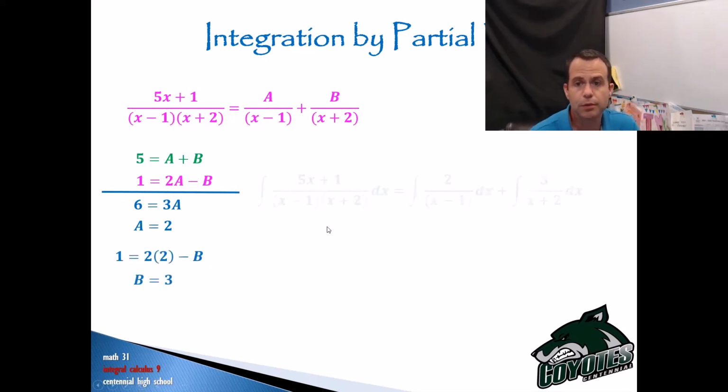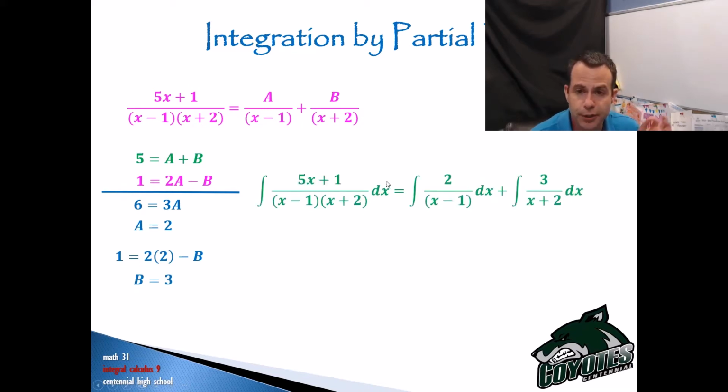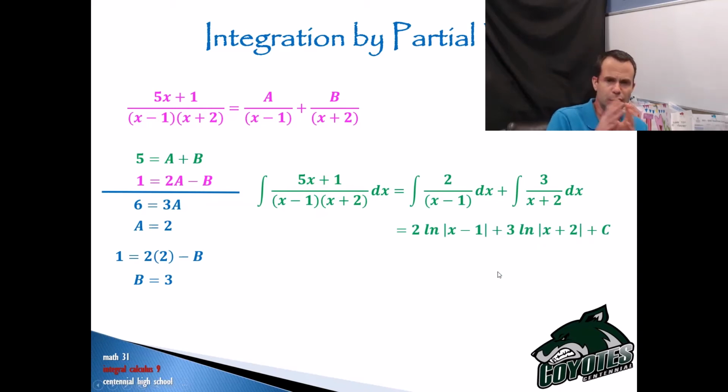And so now I know that the integration of 5x plus 1 over x minus 1 times x plus 2 can be the integration of 2 over x minus 1 plus 3 over x plus 2. Now those are actually really easy to integrate, right? This becomes 2 ln of x minus 1 plus 3 ln of x plus 2 plus c. Once I have it into those smaller fractions, the integration portion is super, super easy.